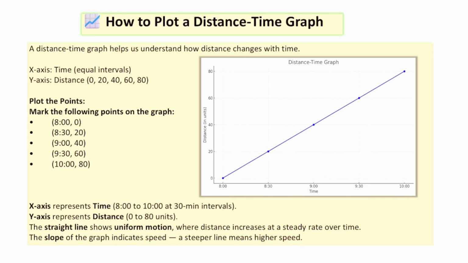To plot the points, mark 8 with 0, 8:30 with 20, 9 with 40, 9:30 with 60 and 10 with 80 on the graph. The straight line connecting these points shows uniform motion where distance increases steadily over time. The slope of the graph tells us about speed. The steeper the line, the faster the speed.